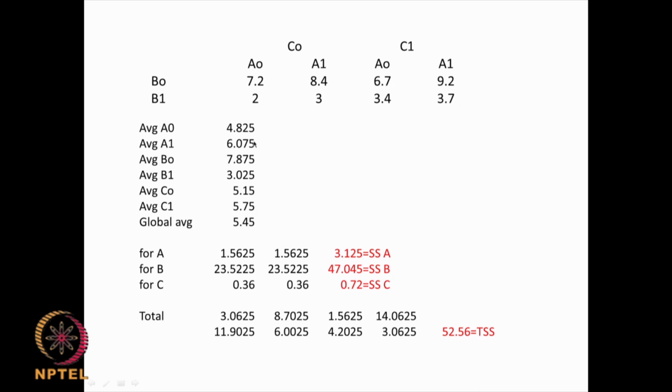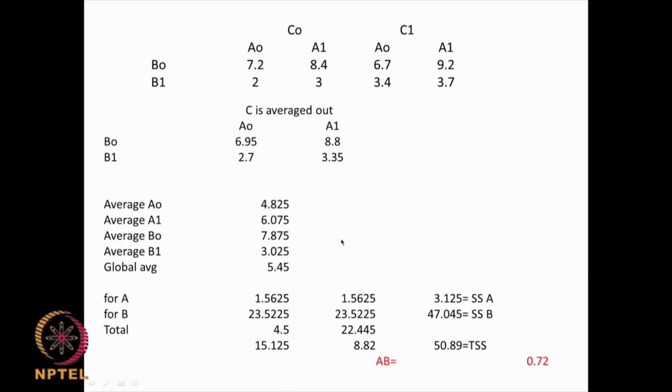Now, the global average could be the average of any one of these 2 or these 2 or these 2. I should get the same answer. So, the global average is 5.45, very simple. Now, let us look at the sum of squares for A. How do you know? You know how to do that, right? There are 2 levels for A or 2 groups for A. So, you will get 2 sum of squares terms.